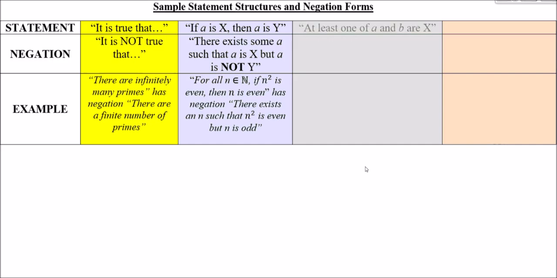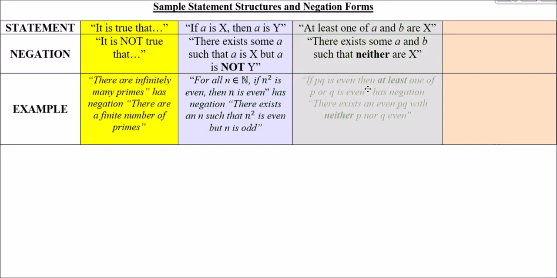A third type would be: at least one of elements A and B has this property x. A negation of this would be: there exists some A and B such that neither has property x. To put it into words to make it clearer, it might be: if the product of P and Q is even, then at least one of P or Q is even. That would have negation that there exists an even product PQ with neither P nor Q having the property of being even.